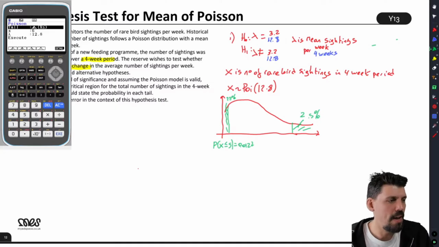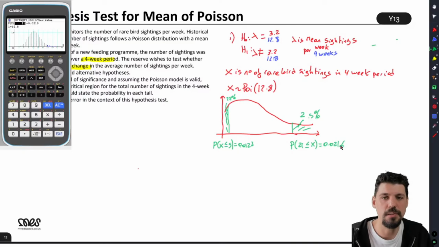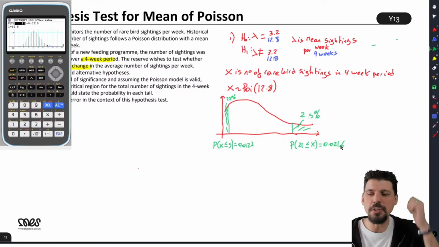And then we can go look at the top end. So 20 is a little bit too big. So let's look at 21 then. And there we go. If I look at 21, the probability that x is bigger than or equal to 21 is 0.0216. Okay, so those are my two tails.